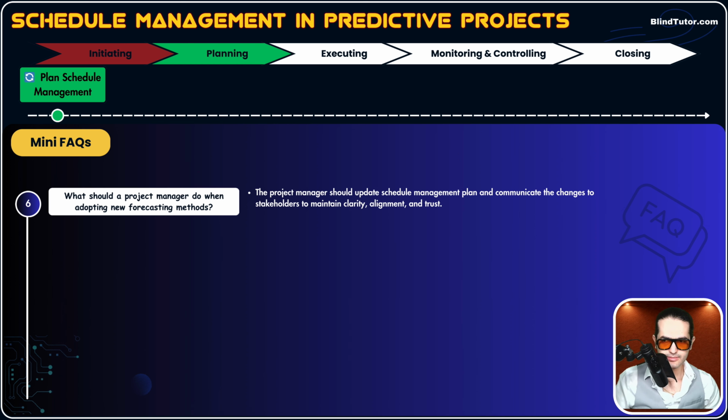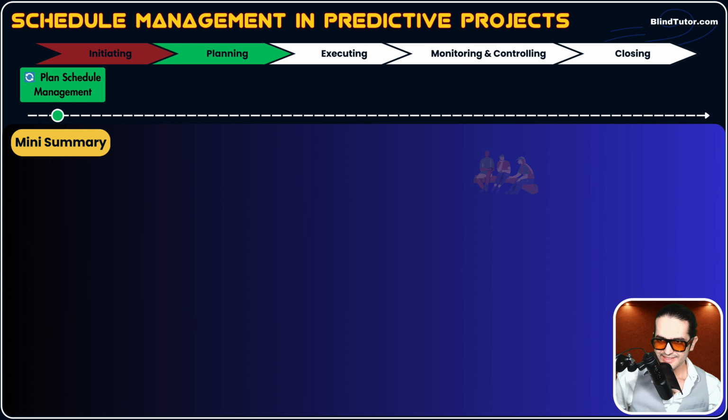Okay, awesome. Now it is time to get into mini summaries of the plan schedule management process. Let's get them done together. All right. Schedule management in predictive projects, planning phase and plan schedule management process. And we are in mini summary. Let's summarize everything in less than 3 minutes, hopefully. Let's get it done. So what did we do, guys?